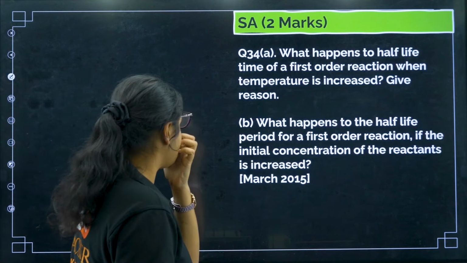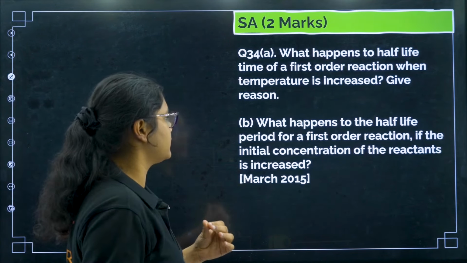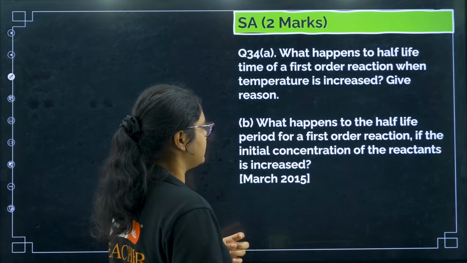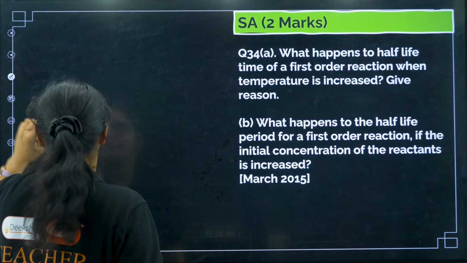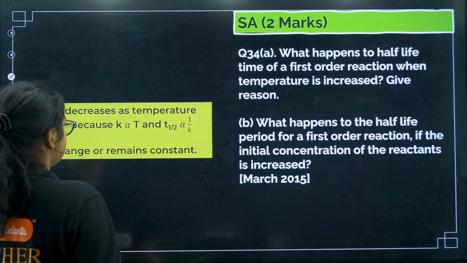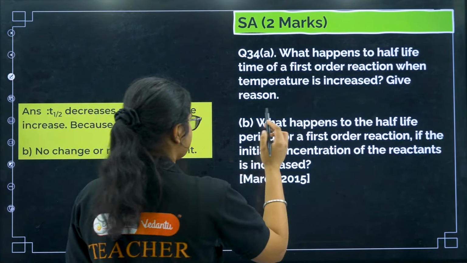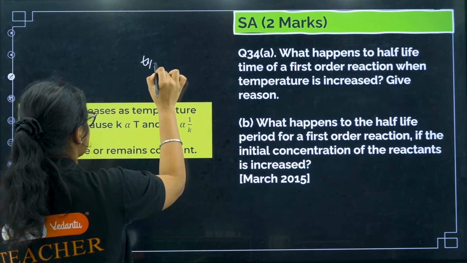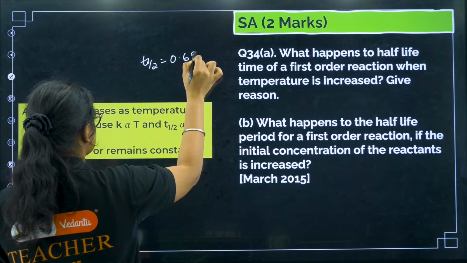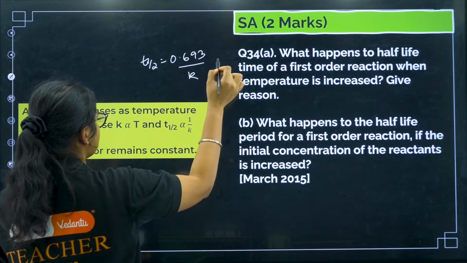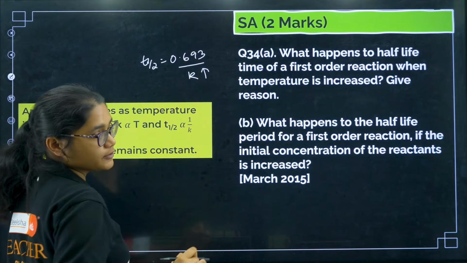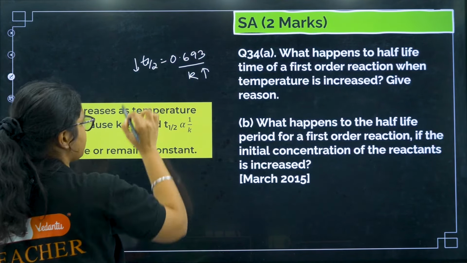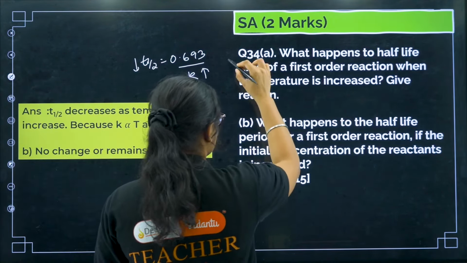Next, what happens to the half-life time of a first order reaction when the temperature is increased? Give reason. What's the formula of T half? It is 0.693 by K. When you increase the temperature, K will increase. If K increases, T half will decrease. This is a very good question.